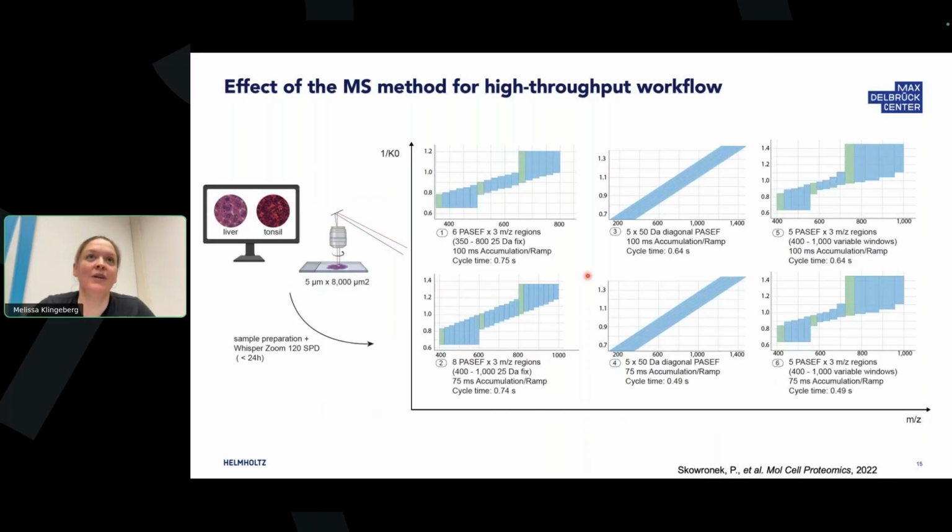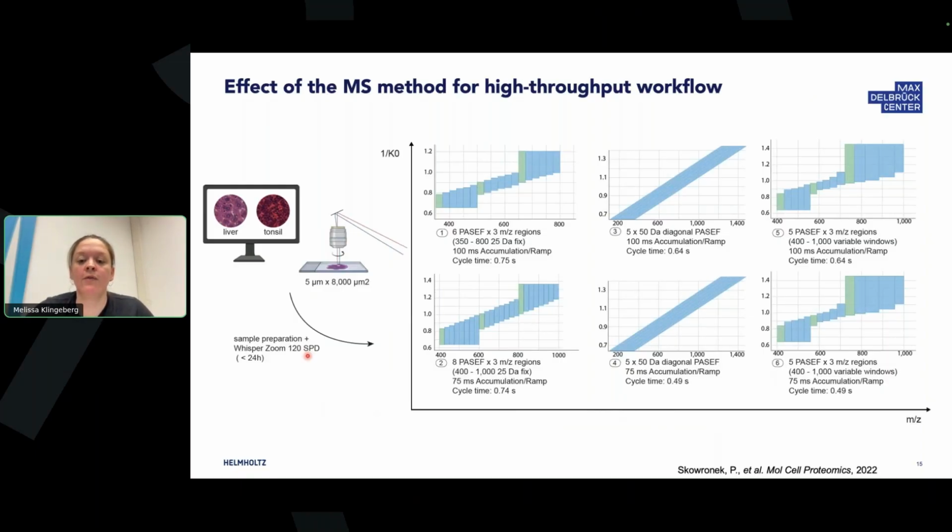So in the next part, we also wanted to see how the mass spec methods that you choose have an impact on your results. And we were specifically happy to see that from those very small tissue areas of 0.04 nanoliter, in combination with the Whisper Zoom 120 samples per day, we get those very nice results.